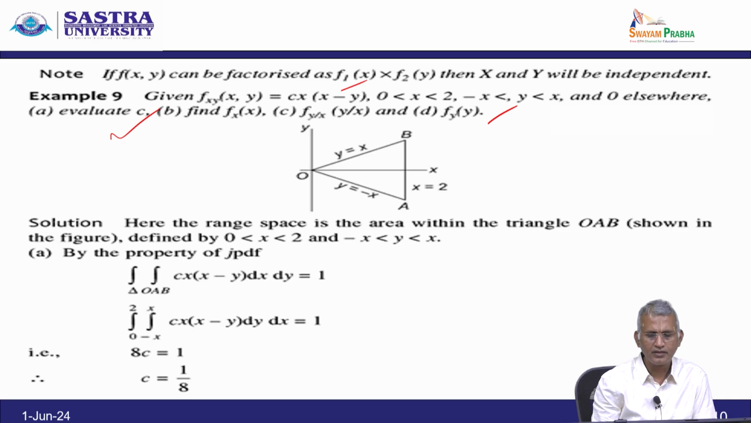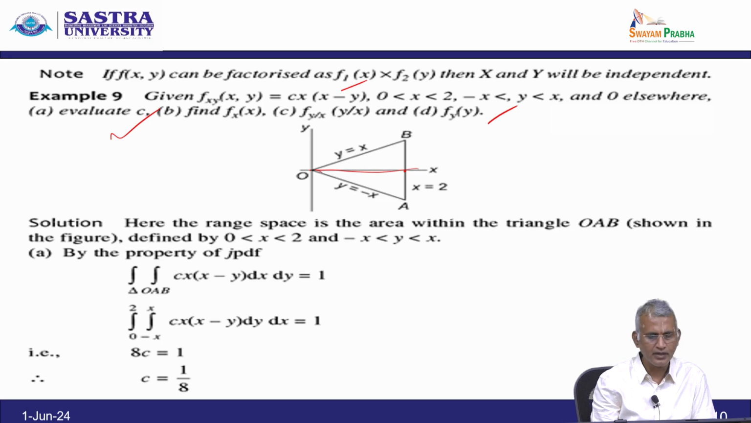Now, the picture is: if y equals x, it starts from the origin and goes like that. If y equals minus x, it goes like that. Then joining together these points A and B, the structure will come. And here x stands for 2, so this is the straight line x equals 2. This is the picture where the transformation is given.